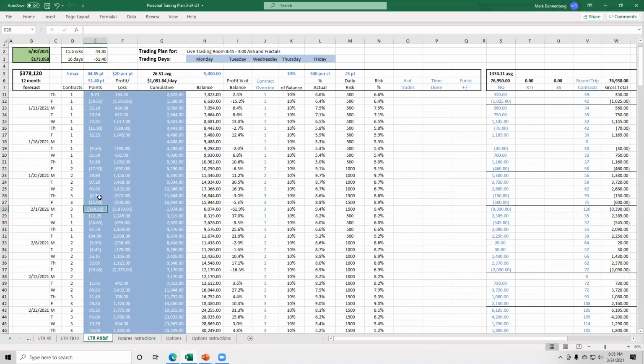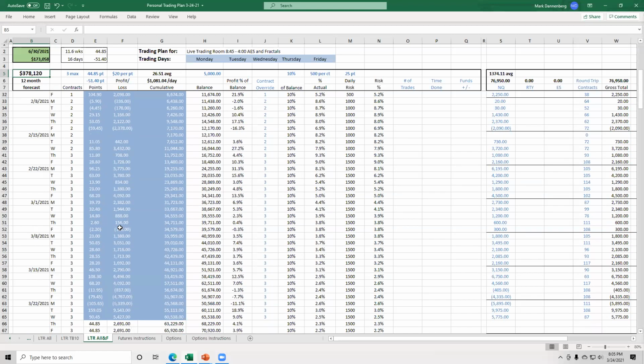And now we're back up to 3 contracts again. And despite that big setback, which was a pretty negative day for us, we have a pretty healthy go-forward forecast. So I think that's a great example right there.